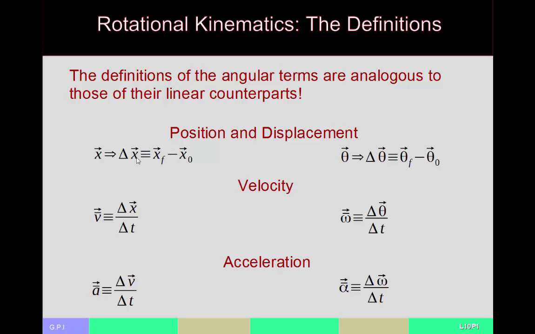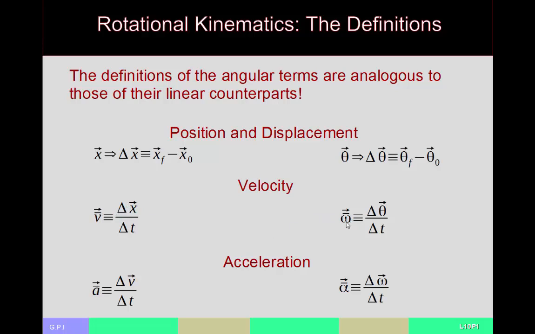These are the translational terms: position, average velocity, average acceleration. And here are the angular equivalents: position, average velocity, average acceleration. And notice that an analog has basically the same equation as its analog. Theta is the angular position, delta theta is the angular displacement, and that's defined as a change from final to initial. x is the actual translational position, delta x is the translational displacement, and the change from final to initial is equivalent to the displacement.